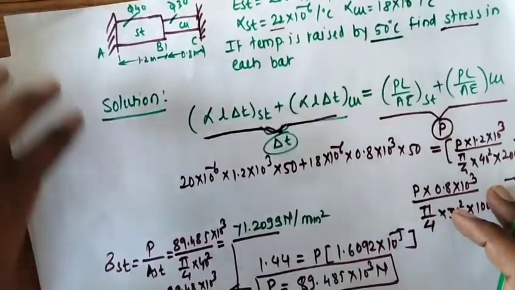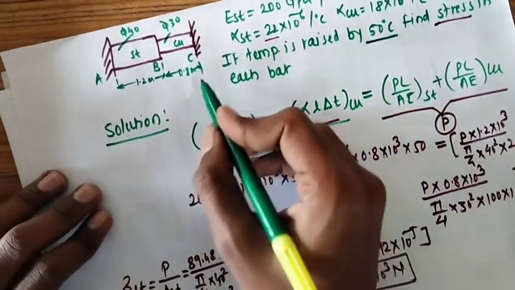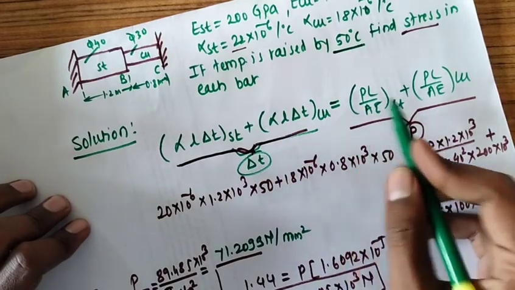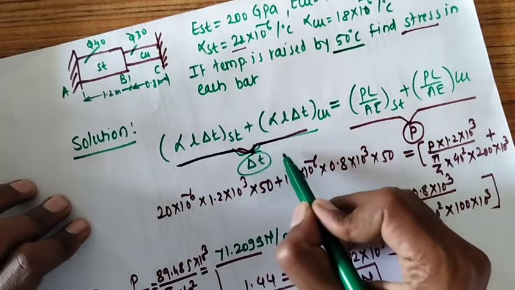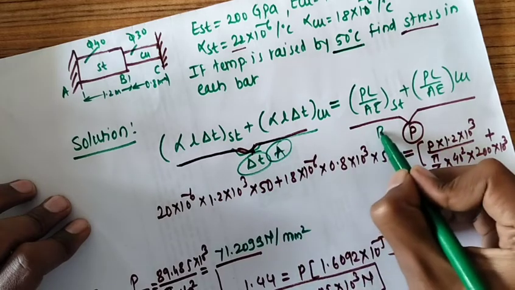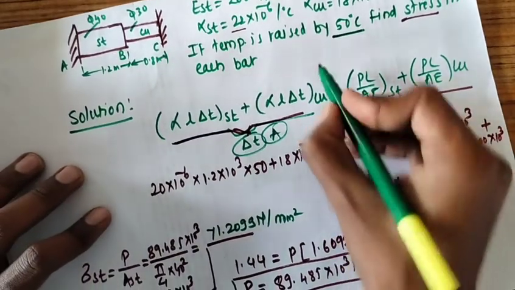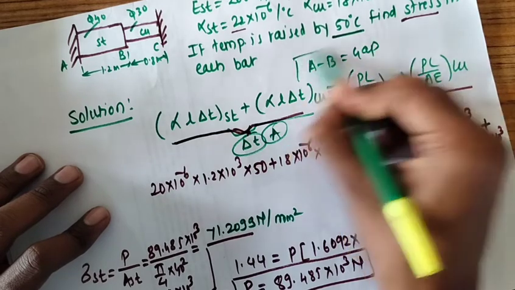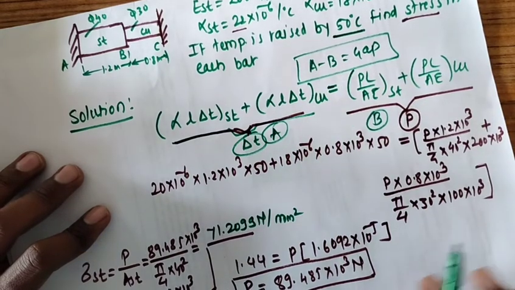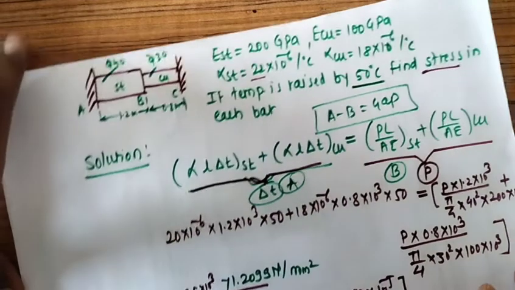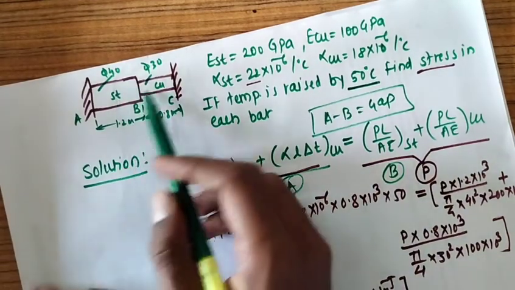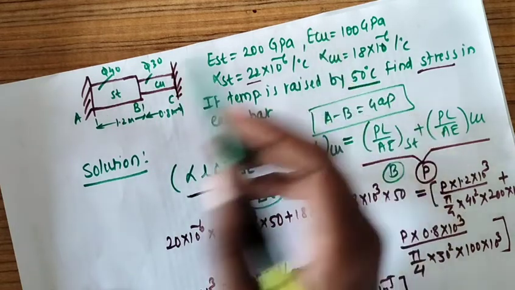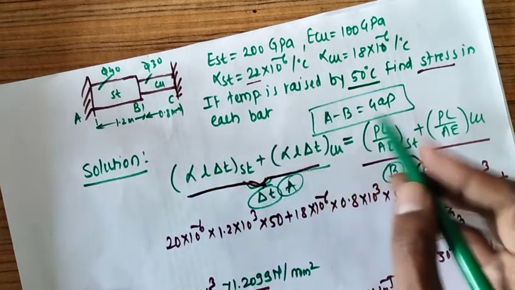Likewise we can also solve if some gap is given. If some gap is given, then in this numerical, let's say this term is A and this term is B. In that case we can write A minus B is equal to gap, and we can solve in the same way to get our answers. So we discussed now how to solve numericals when bars in series are fixed between both ends, that is expansion is completely prevented, and if partially prevented, that is if gap is given.